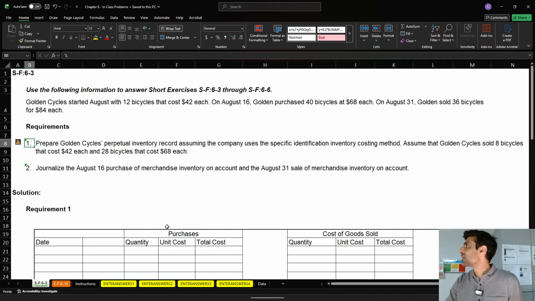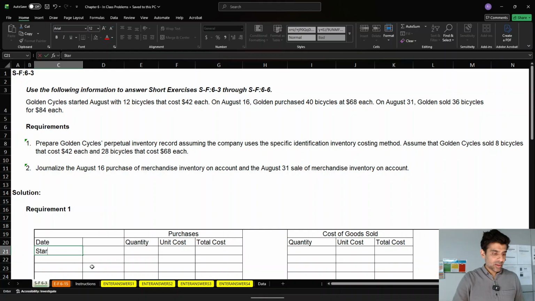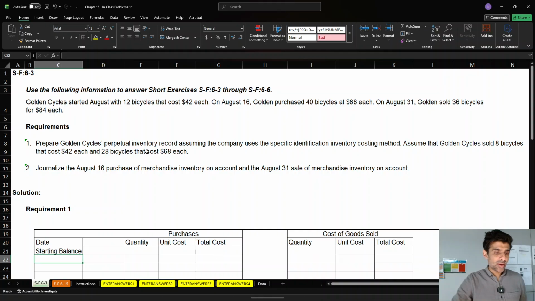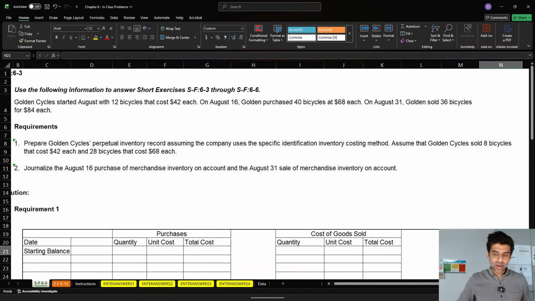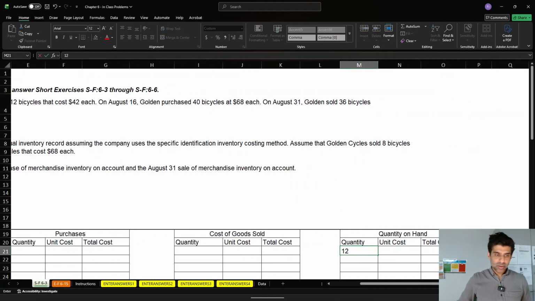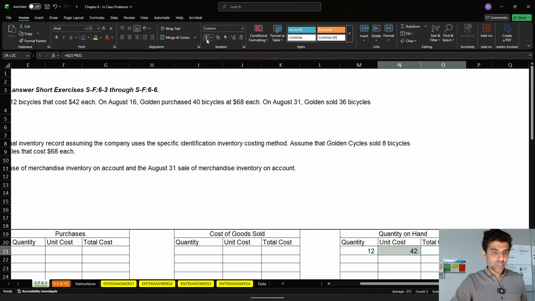If you're getting stuck, raise your hand. I can try to come help you. Just to get you started, you can just say you have a starting balance. It's telling you that you have 12 bicycles at $42 each. So my starting balance is 12 at 42. And so my total inventory value is just $504, which is 12 times 42.